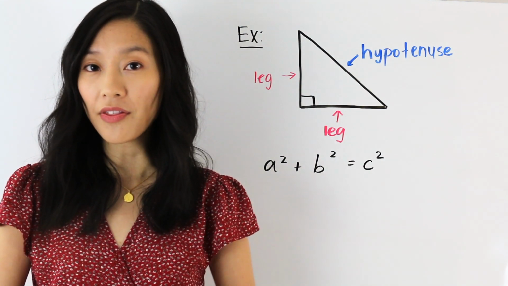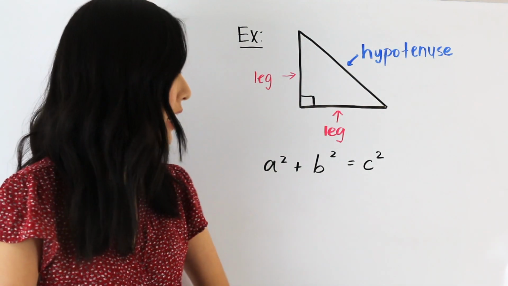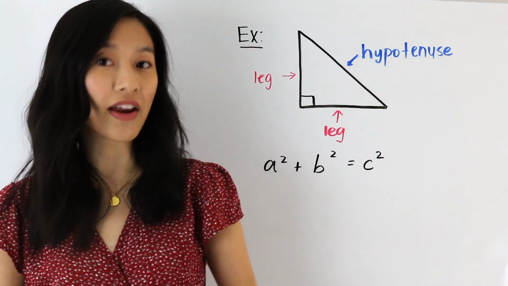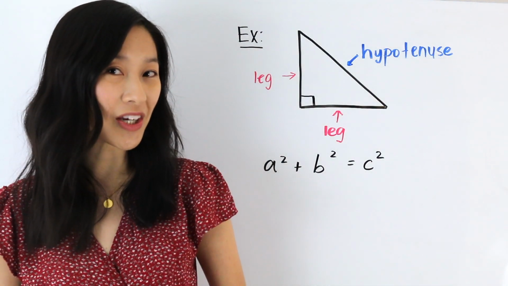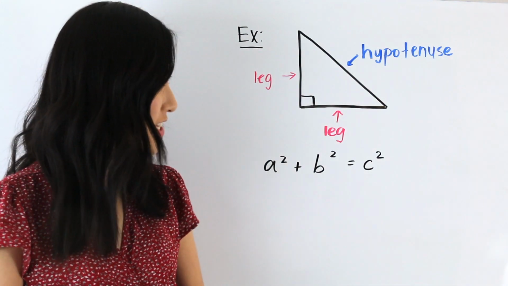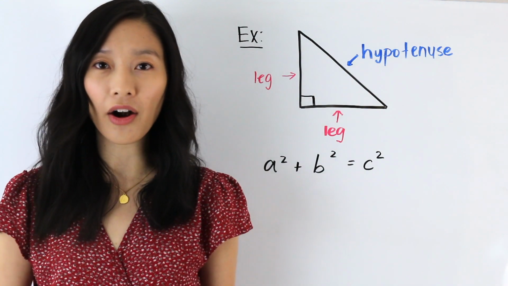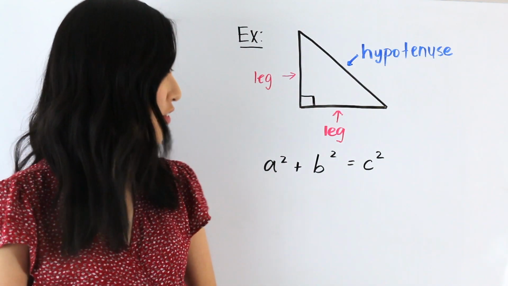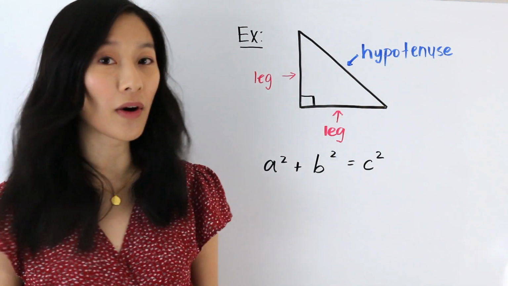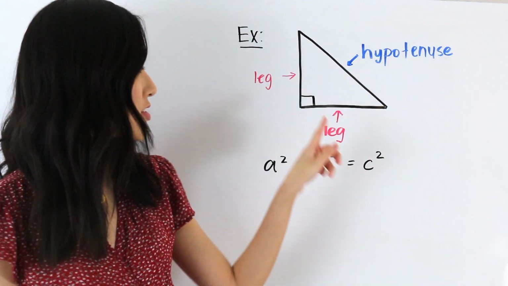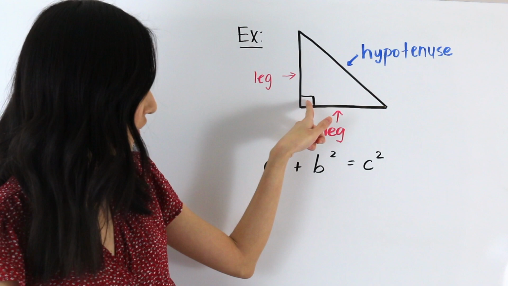So another really important thing to know how to do is to be able to identify the different sides of a right triangle. So let's make sure we know how to do that. So first let's go over how to identify where our hypotenuse is. So the first step is always to locate where our right angle is first. So here in this triangle, that's over here.